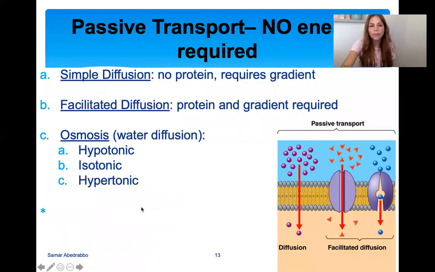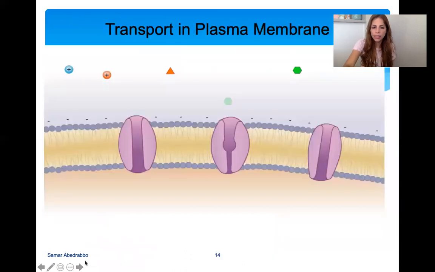Okay, so again, just summarizing what I said, in the prokaryotic cell lecture, we talked about hypotonic, isotonic, and hypertonic solutions.